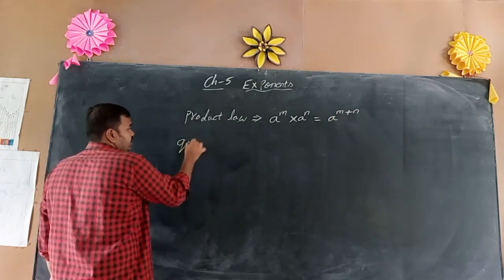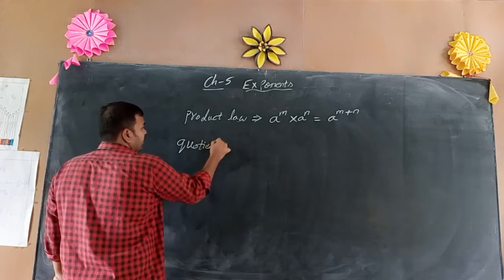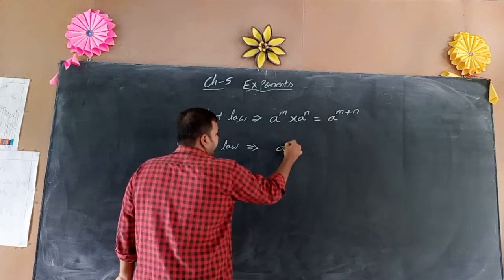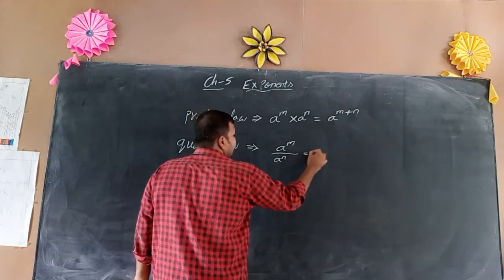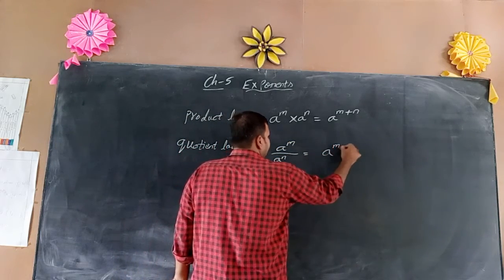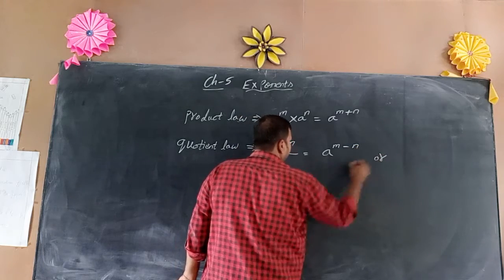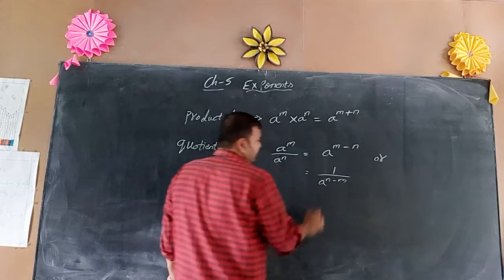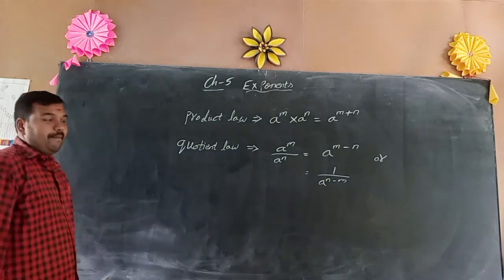Next one is quotient law. Quotient means division form, that is a power m by a power n is equal to a to the power of m minus n, or 1 by a to the power of n minus m.